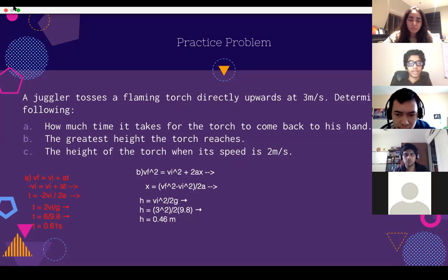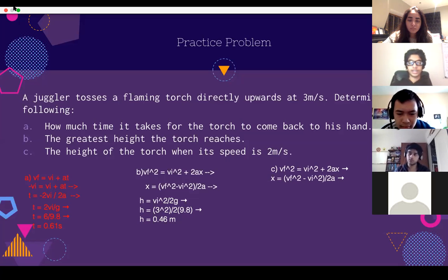And for this part, we can see that our givens are the initial velocity is 3 meters per second, the acceleration due to gravity is minus 9.8 meters per second squared, and now we know that the speed is 2 meters per second. And we want to find the height. And actually, you can see that it follows the same equation as this. We have the same givens and the same unknowns. And so we can do the same rearranging to get that the position is vf squared minus vi squared over 2a.